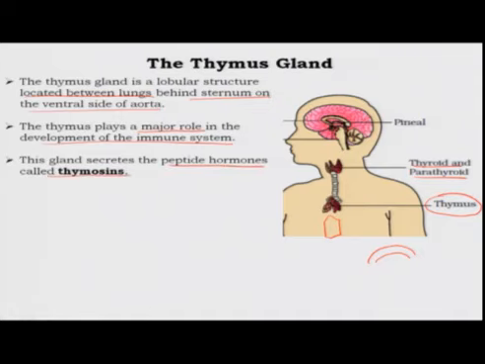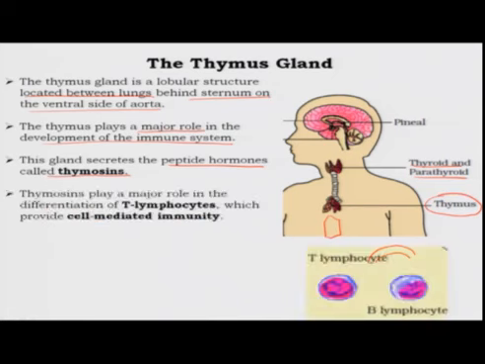Other than functioning as the nursery for the T lymphocytes, thymosins actually play a main role in differentiation of T lymphocytes. T lymphocytes are formed from precursor cells which come from the bone marrow. See, the bone marrow has cells which give rise to all the blood cells that you see in the blood, of which T lymphocytes are one. So, they have to be differentiated into T lymphocytes.